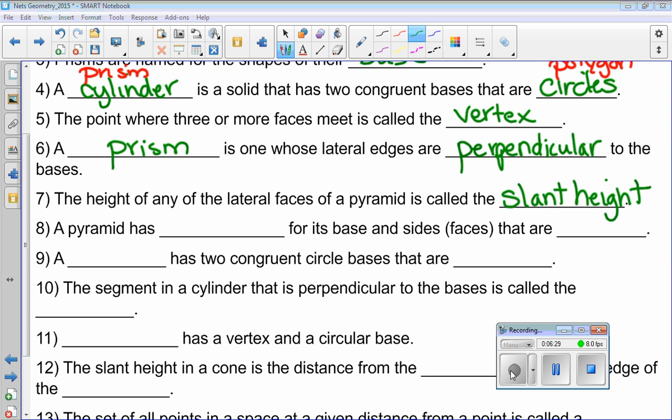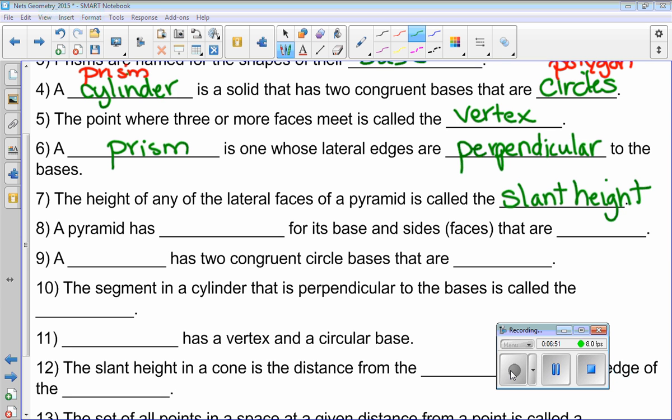They are different things. The height of the pyramid goes from the vertex perpendicular down right in the middle of this base. Can you visualize that? It's going to go right from where the vertex is straight down, perpendicular. That's the height of the entire pyramid, but the slant height is the height of the actual face. Okay, a little bit different.